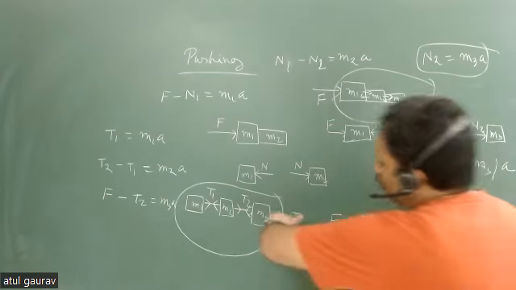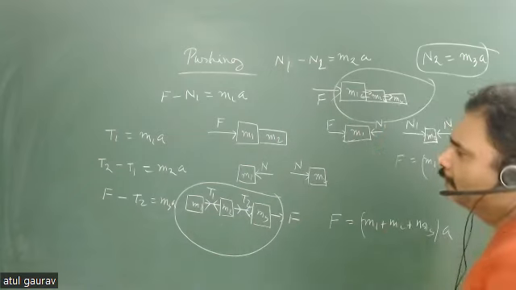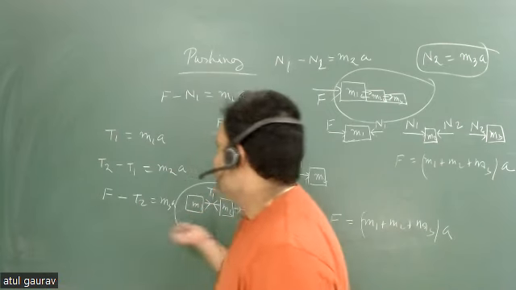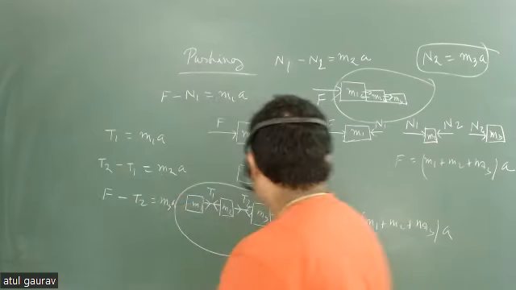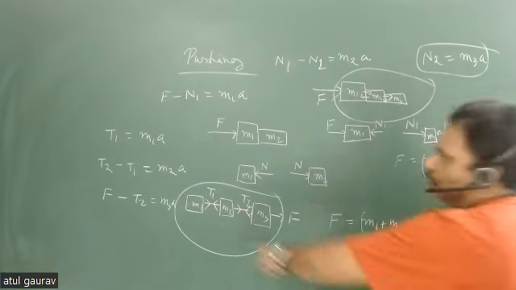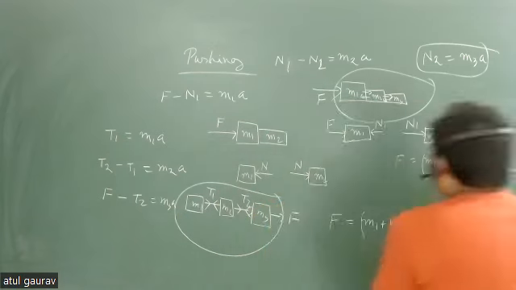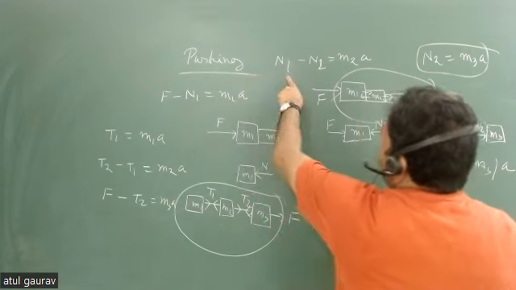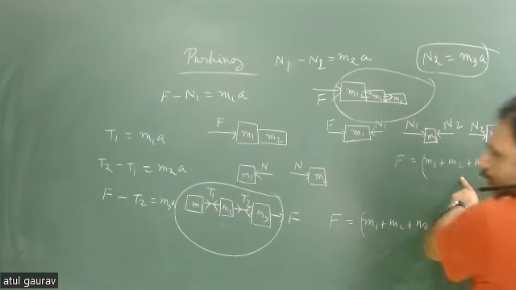But if we are talking about the combined system, we have neglected all this tension, isn't it? And you can see, if you add it, then what will happen? This T1 and this T1 will cancel, this T2 and this T2 will cancel, and you will get this thing. Similarly, if you add all these, this N1 and this N1 are cancelled, this N2 and this N2 are cancelled, and you will get exactly this thing. Are you getting my point?